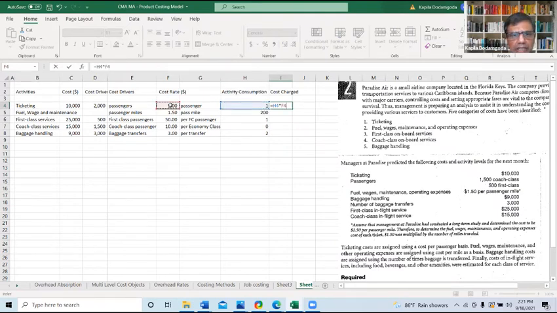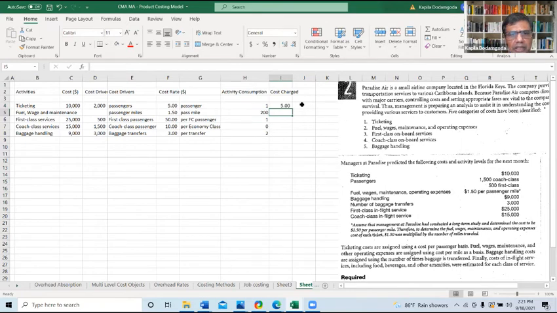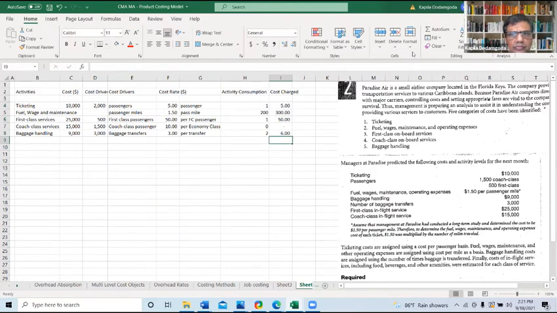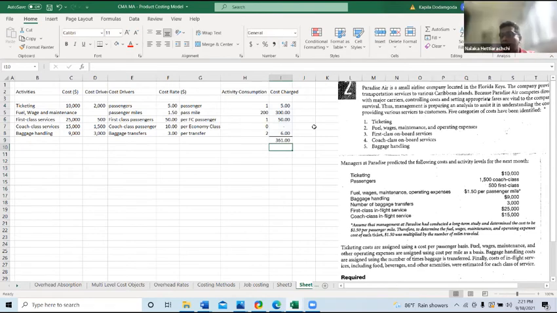So now straight away, this will be the cost. Per ticket, issuing a ticket will cost 5, and it's only one customer. Per passenger mile, it costs us 1.5, so when you have 200 passenger miles, it will be $300. For a first class customer, with meals and everything, it's going to cost another 50. And then the coach class passenger, nothing. And then the two baggage transfers, it will be 6. So when you put everything together, $361. This is what it is. Right?